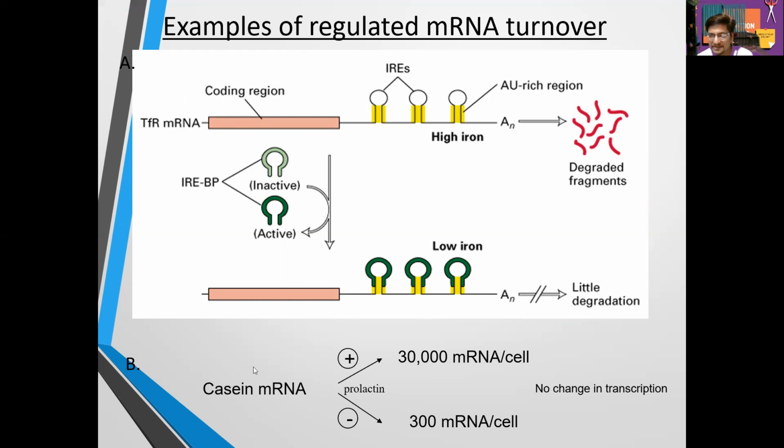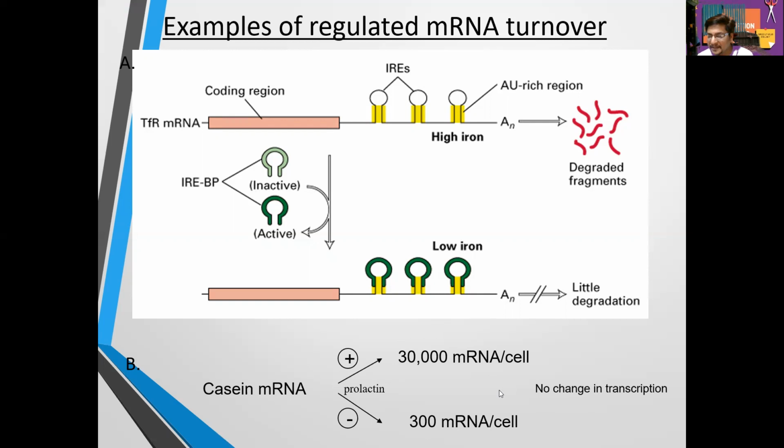That is the casein messenger, and this is the protein found in the milk. Look at over here, the prolactin. This is one hormone which works by the JAK-STAT pathway. If it is present, then the number of messenger RNA per cell is going to be around 30,000, whereas if it is not there, the number of messenger RNA is going to be just 300. You can just look, 100 times less.